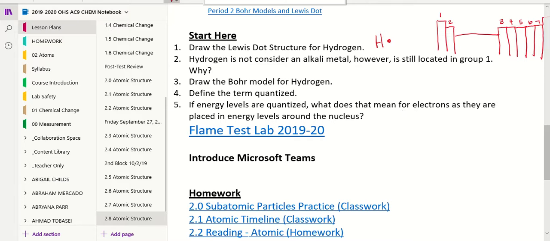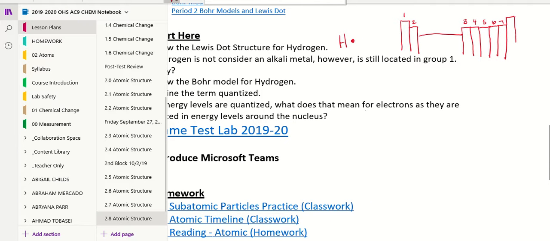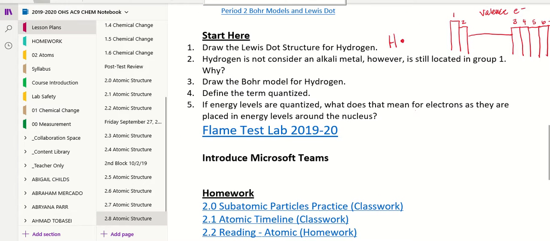8. So we have a general trend on the periodic table that we can look at for how many valence electrons are in particular elements. So, in this case, yes, hydrogen's not a metal, but we can put it in the same group as the alkali metals because all of them have 1 valence electron. So, why is it in that group? 1 valence electron, just like the rest of the group.